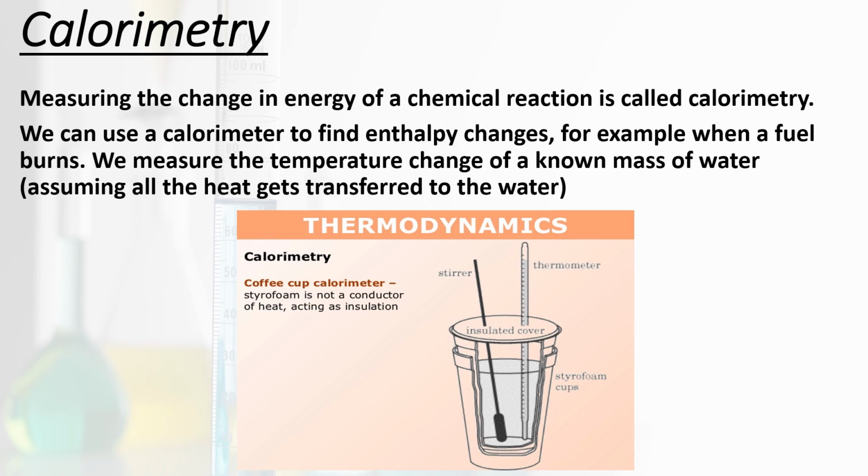Now, measuring the change in energy in a chemical reaction is something called calorimetry. And we can use a calorimeter to find enthalpy changes. For example, if we're trying to find the enthalpy change when a neutralization reaction occurs, or when a fuel burns, for example in a combustion reaction. Typically, the way we do this, as I've been alluding to as we've gone through here, is we measure the temperature change of a known mass of water.